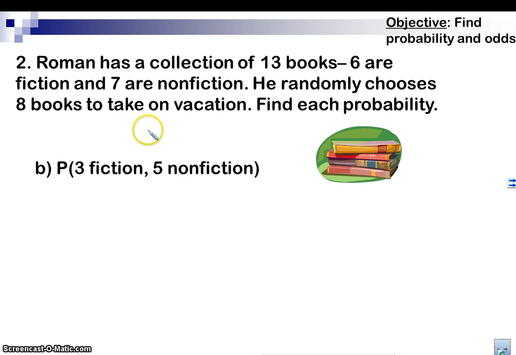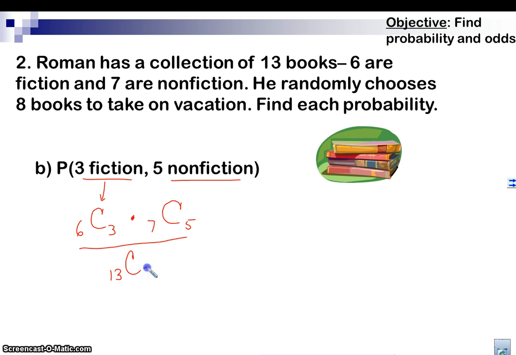Roman has a collection of 13 books, the same situation. How about 3 fiction, 5 nonfiction? So I have 6, and I'm going to choose 3 times 7, choose 5, and then I'm going to have 13, and I'm going to choose 8. Okay, this is the total of them I'm taking. All right, put that in the calculator. Bada bing, bada boom, bam, 140 over 429. That's it. That's all there is to it. Okay, just remember how to do those things.